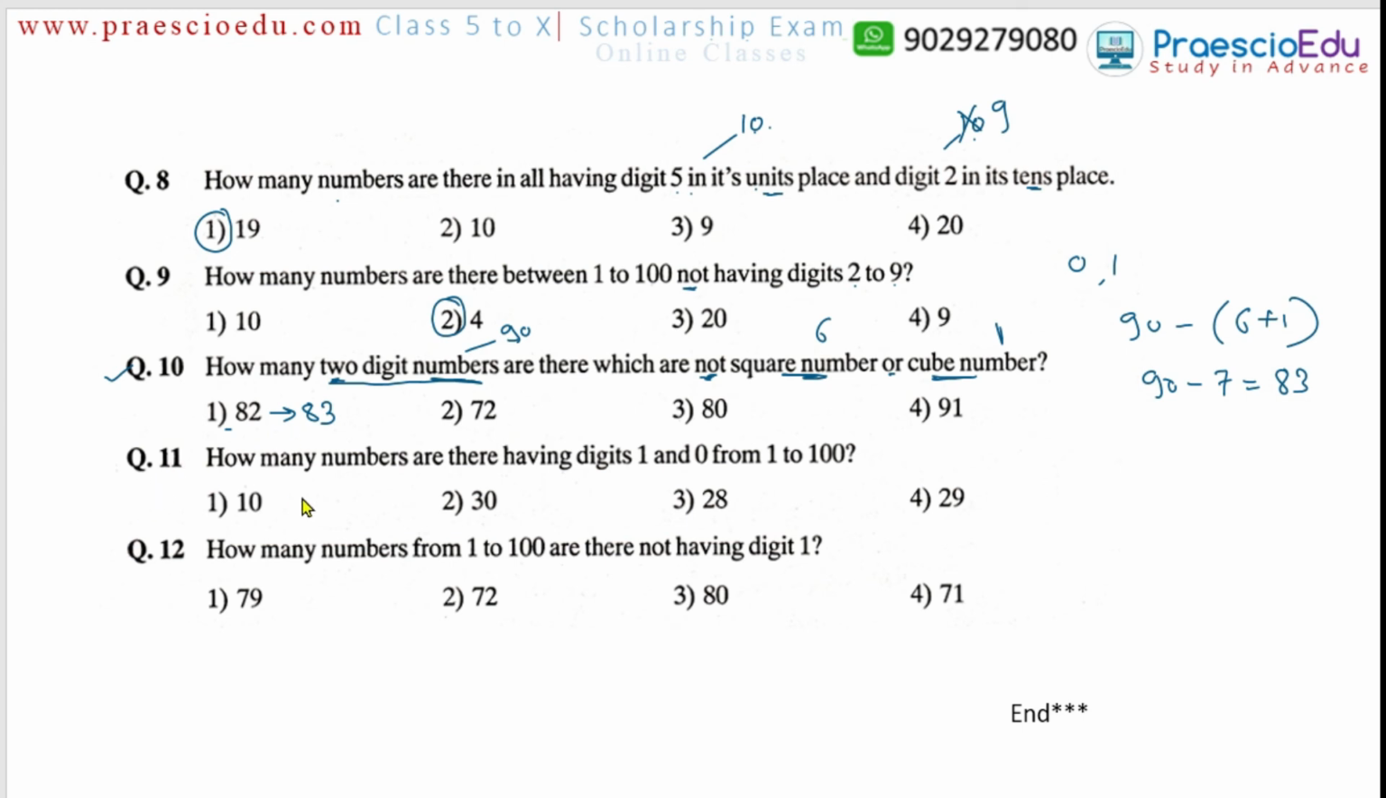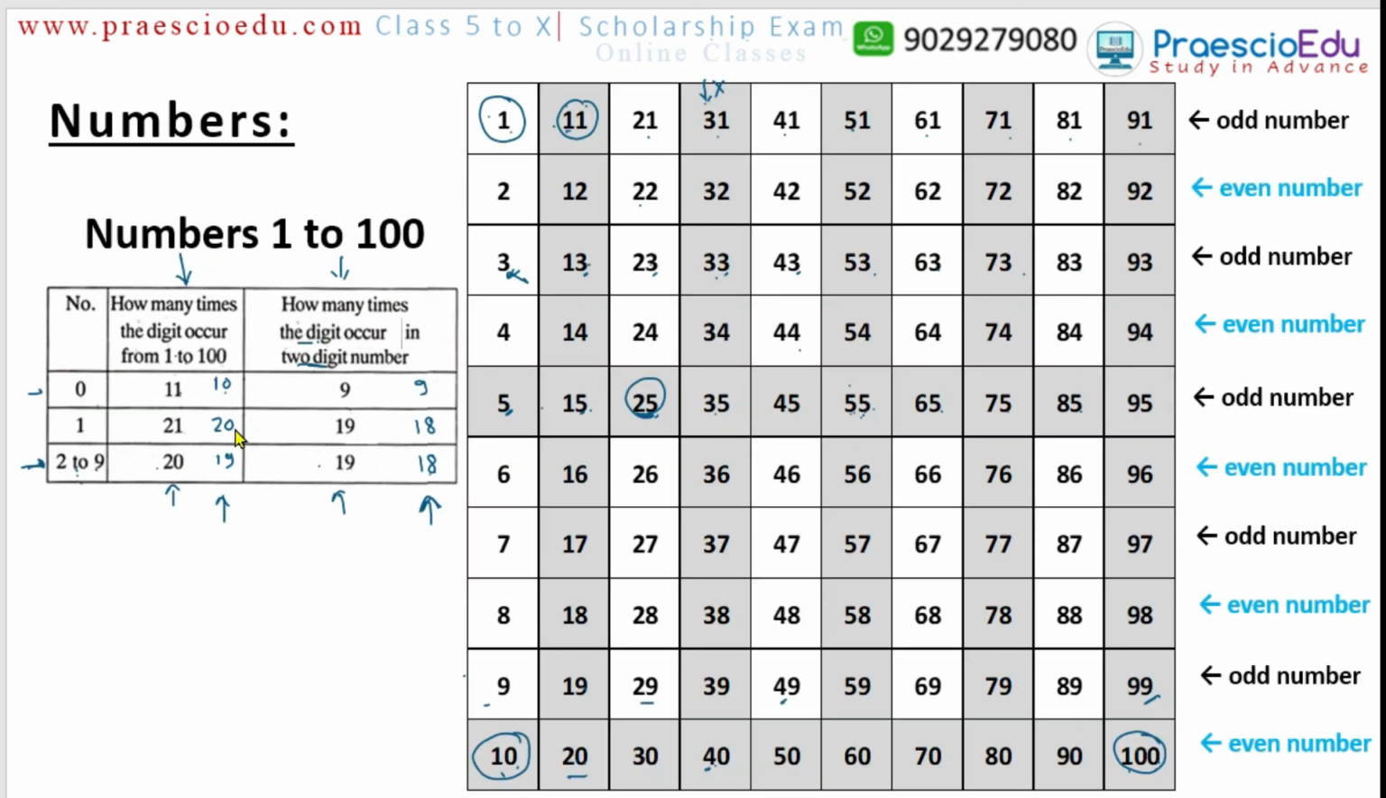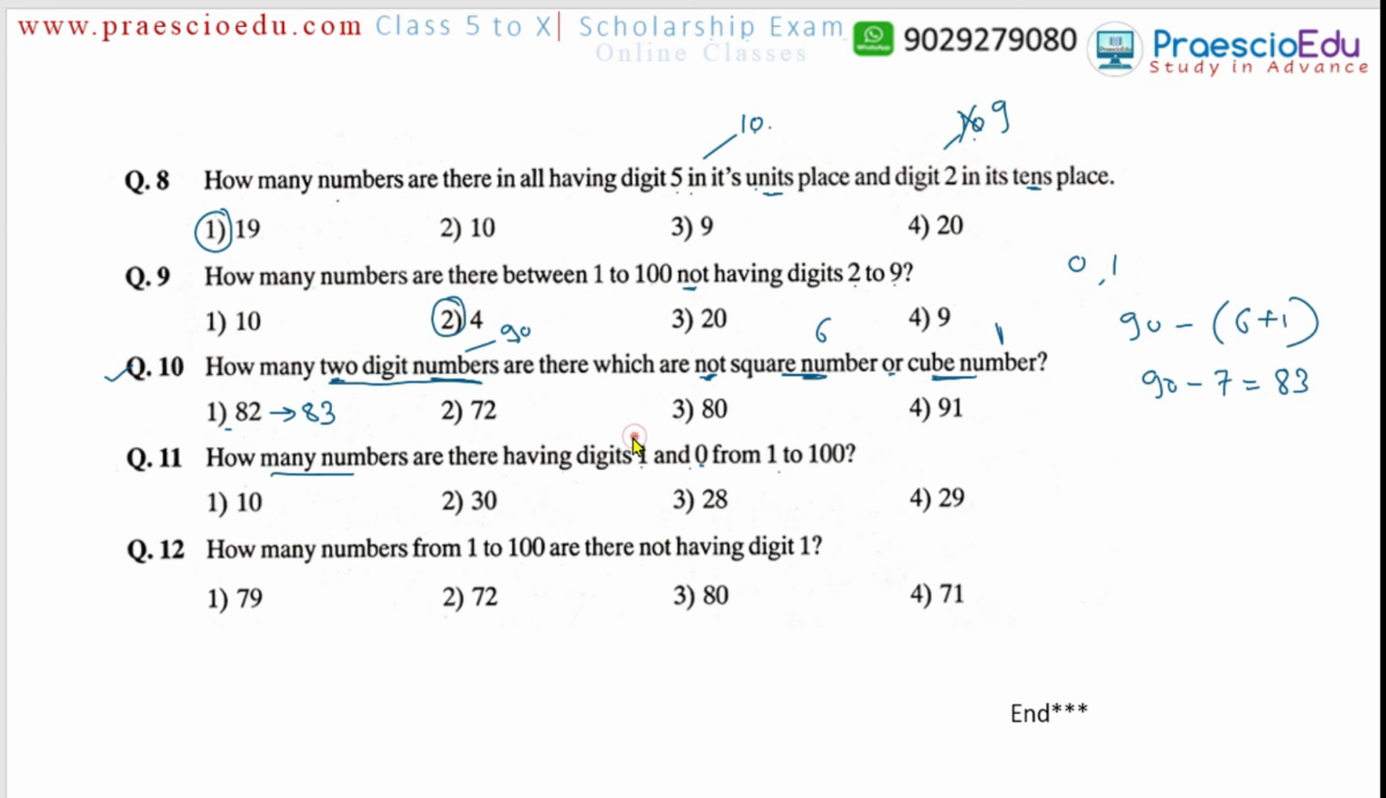Now question number 11, how many numbers are there having digit 1 and 0 from 1 to 100? Here we have to count the numbers. The count for the digit 1 is 20 and for the digit 0 is 10. But if you see the numbers 10 and 100, these are counted for the 0 also and the 1 also.